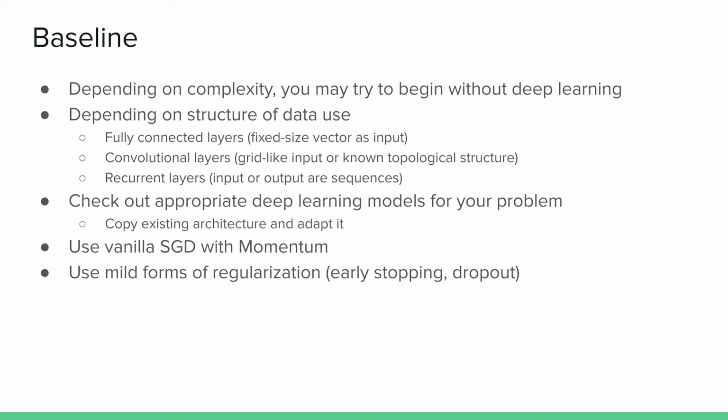I would recommend that you start with vanilla stochastic gradient descent. As we know, it's mini batch gradient descent, but people often just say stochastic gradient descent with momentum. We also have seen why. And use mild forms of regularization, even in your first baseline. Something like early stopping you should definitely put into your training loop as soon as possible.